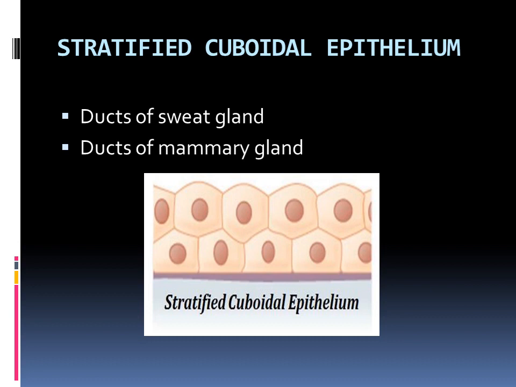Okay, then the ducts of the mammary gland. The mammary gland is present in mammals. Its major role is secreting milk for lactating females. When milk is secreted from the mammary glands, it is ejected out through the mammary gland duct. So in that duct also this stratified cuboidal epithelium is present. Fine.